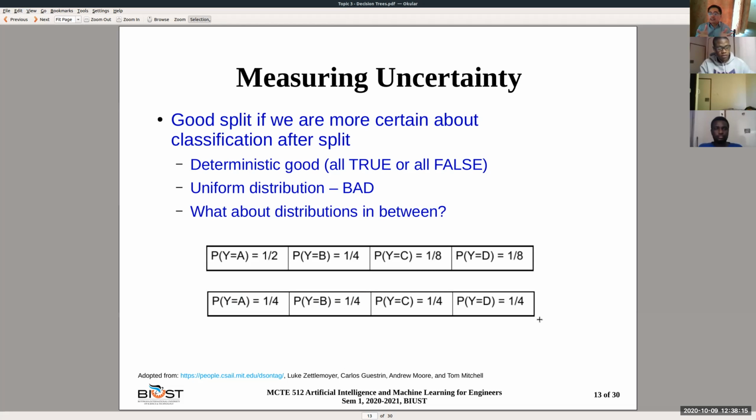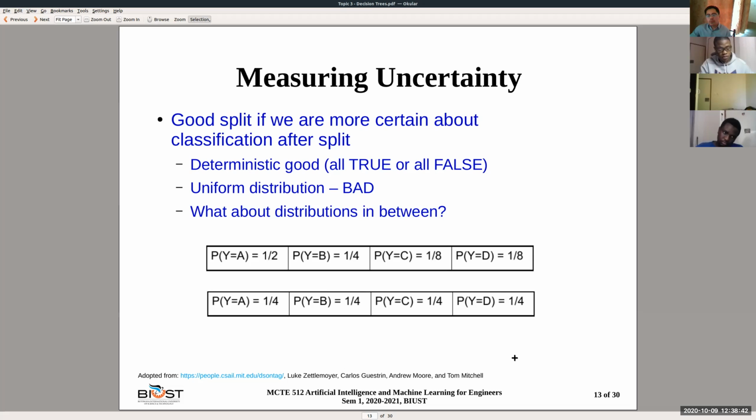But otherwise, if after the split the distribution is still uniform, for example, you have three branches, Asia, Europe, and America, and all of them have equal numbers, that is still a uniform distribution. It's not a good split.